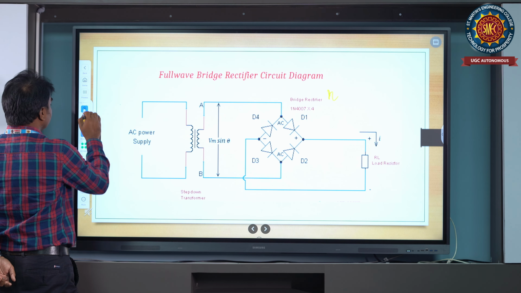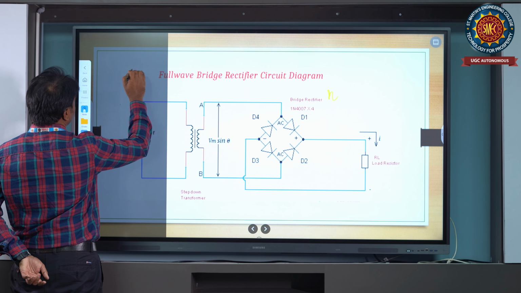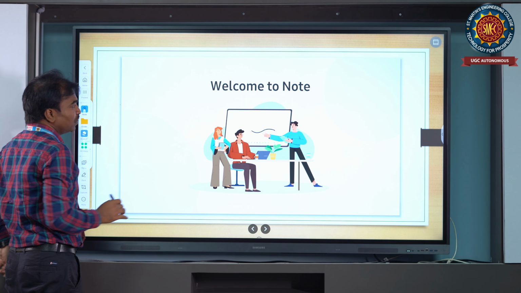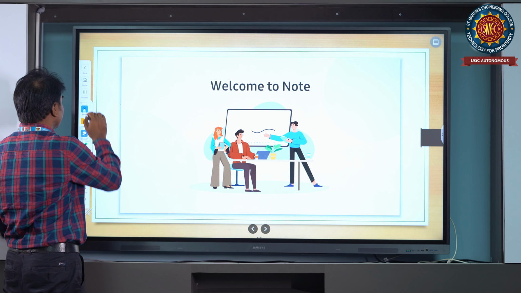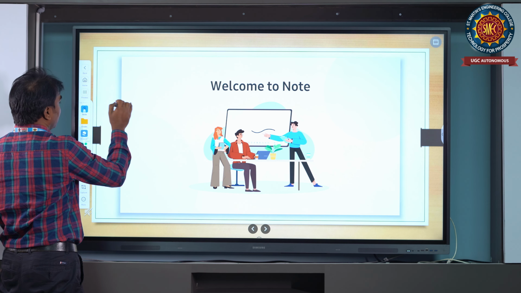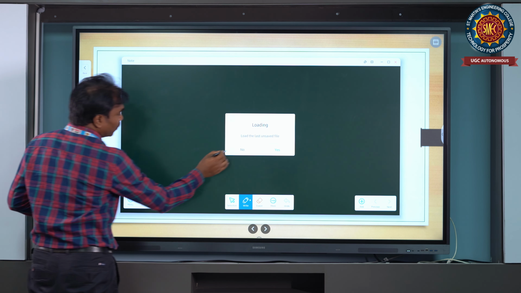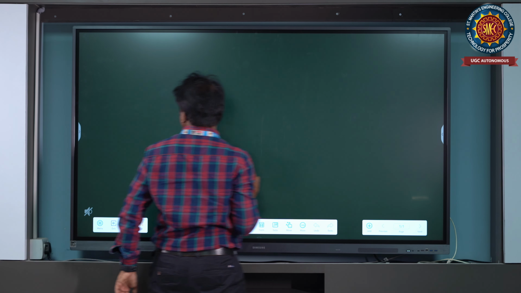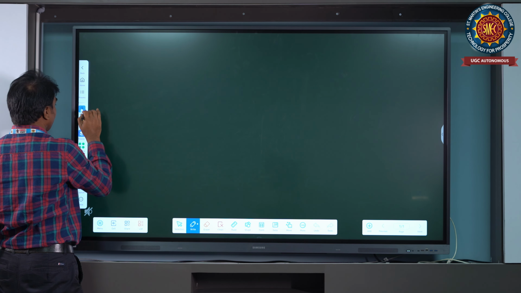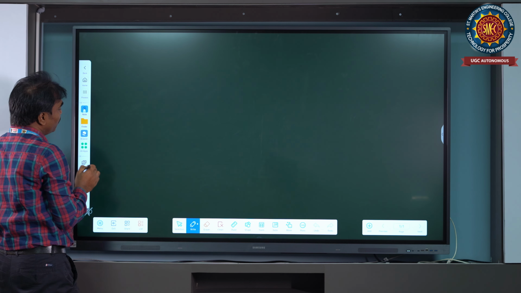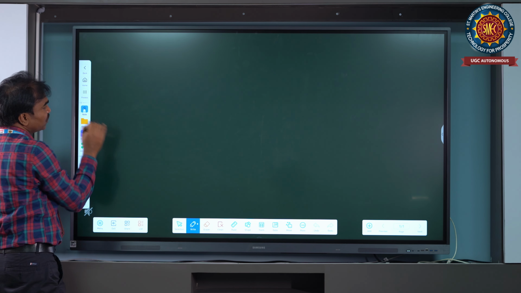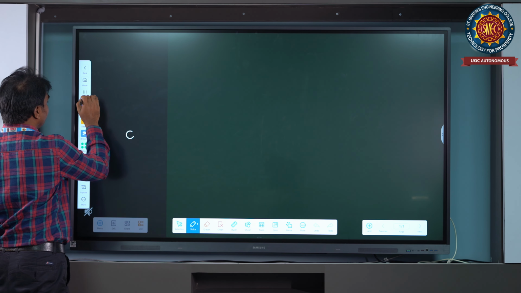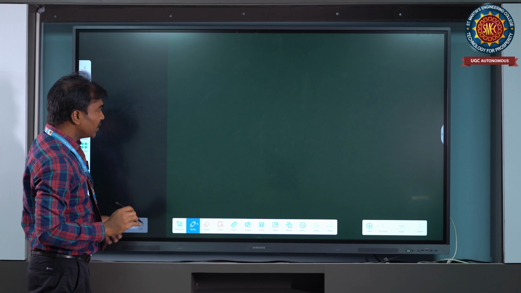Here the ripple content will be less, only 0.21%. So ripple content is less, and efficiency is increased. Compared to other rectifiers, the bridge rectifier is the advantage.